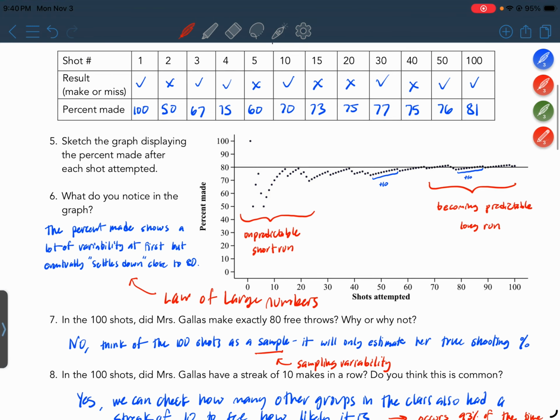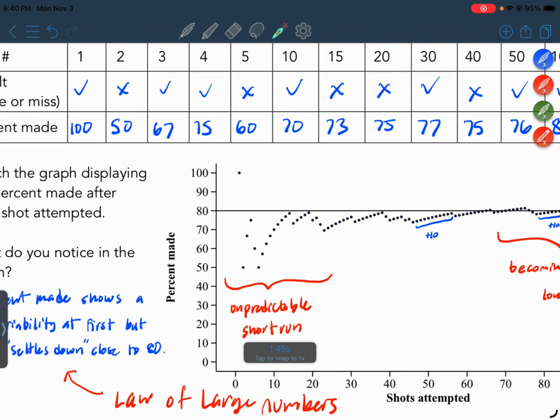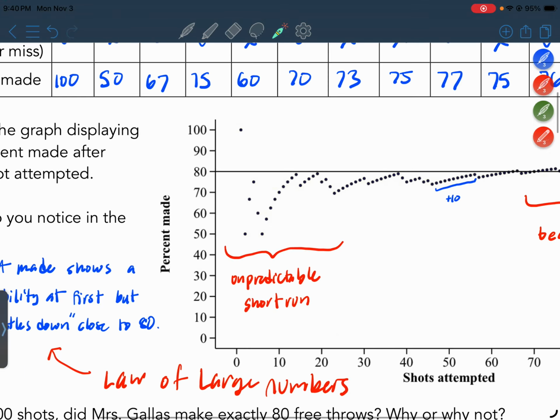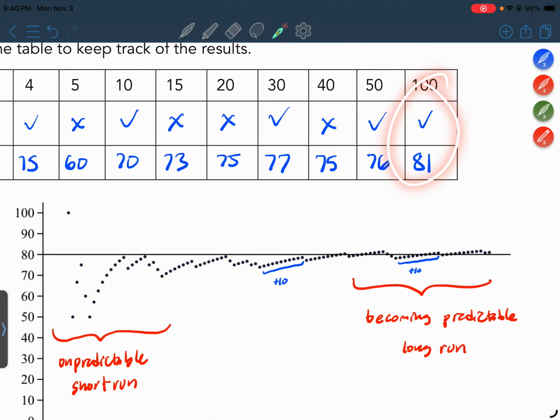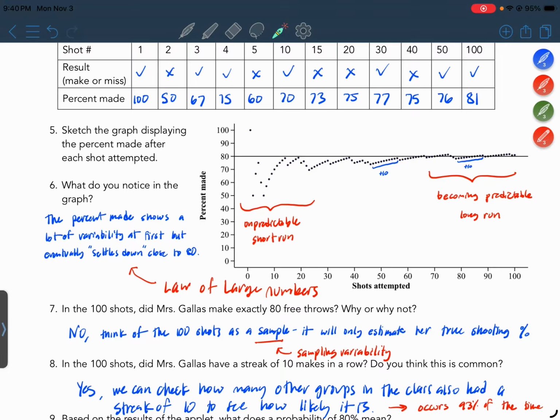Okay, so when we say Mrs. Gallus is an 80% free throw shooter, we don't mean that if she takes 20 shots, she'll be at 80%, because she almost certainly won't be. And even in 100 shots, she won't be exactly at 80%. She'll be close. Okay. So what we mean to say is, in the long run, over hundreds, thousands, millions of shots, the percent that she'll make over that long run, over all that time, will be about 80%.